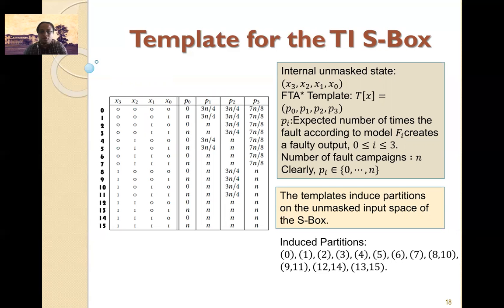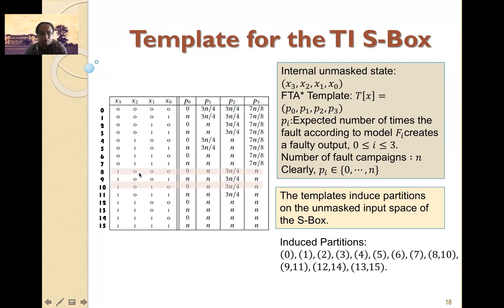And therefore, if your number of fault campaigns is n, then pi will be something from 0, which means the fault never occurs, to n, which means the fault always occurs. And now we see that you can partition the inputs into different compartments. But I would like to take your notice of this pathological case where you have, say, the inputs 8 and 10, for which the templates are the same. Why are the templates the same? It is based on the discussion that we had.